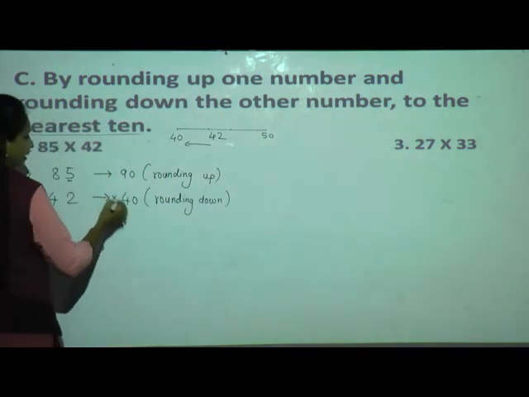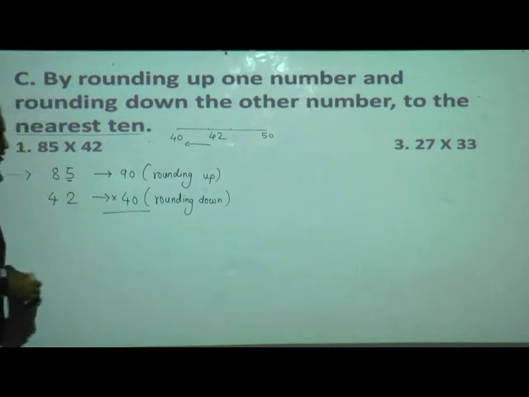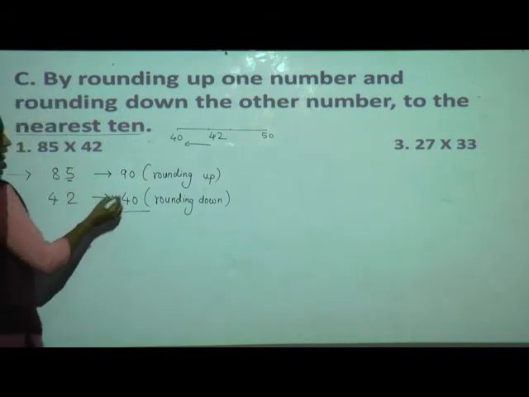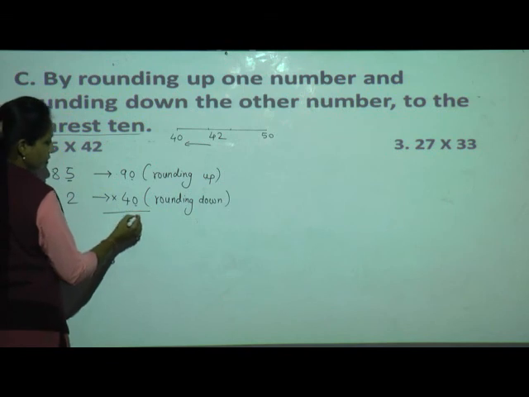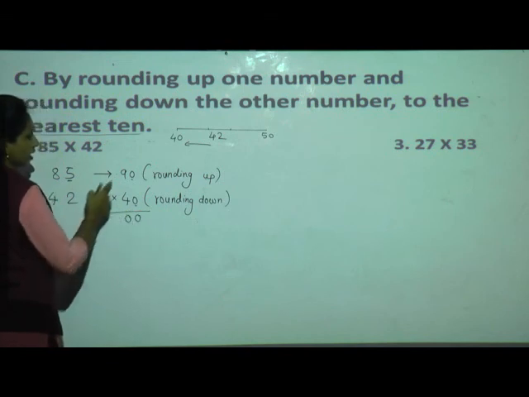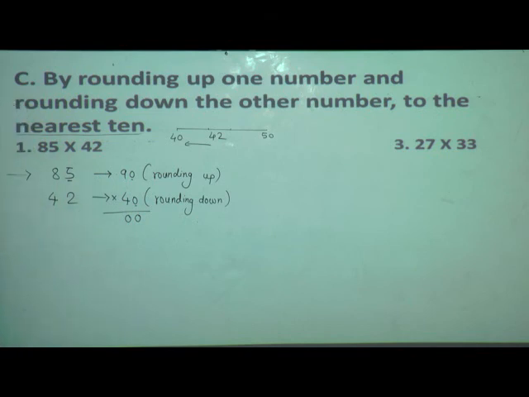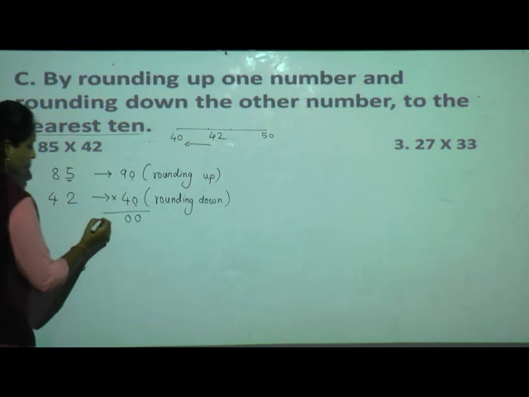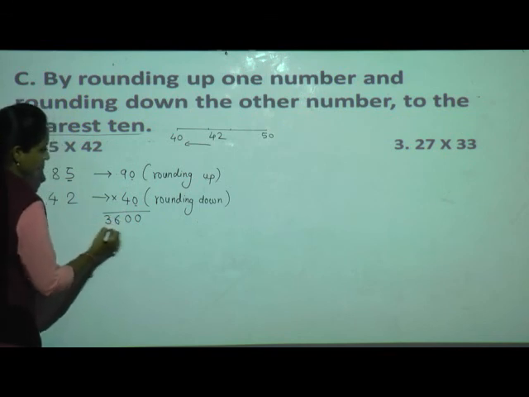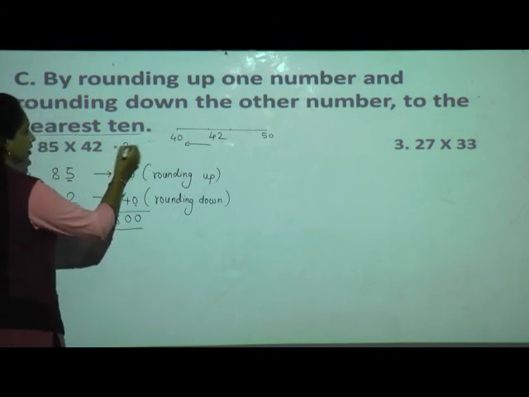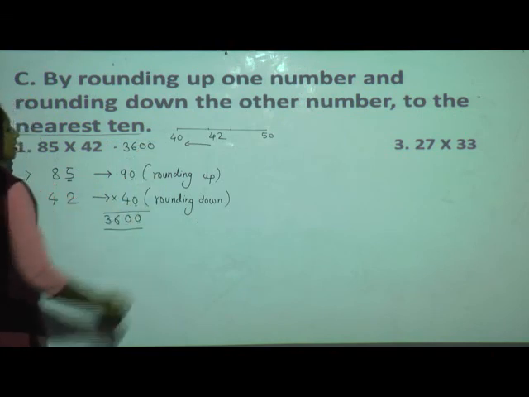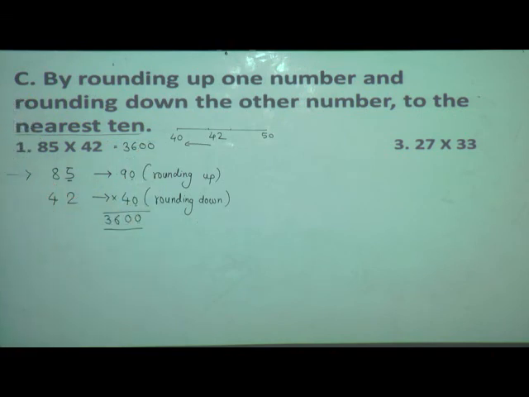Now we will multiply both the numbers. Now see the zeros, 1, 2. So write 2 zeros as it is and the remaining numbers we have to multiply. 4 nines are 36. So write here 36. So this is the answer. Again you can write here 3600. Got it? Understood? Clear?